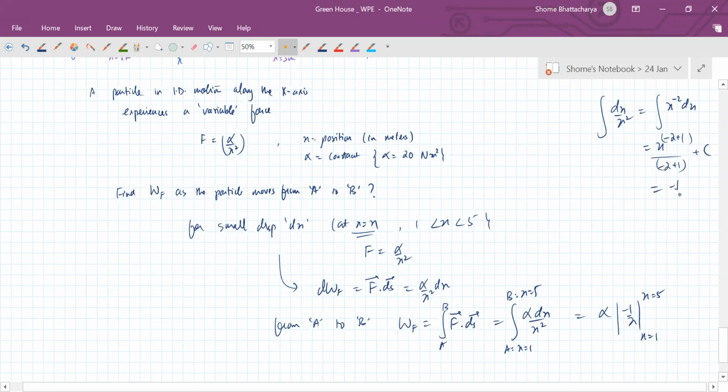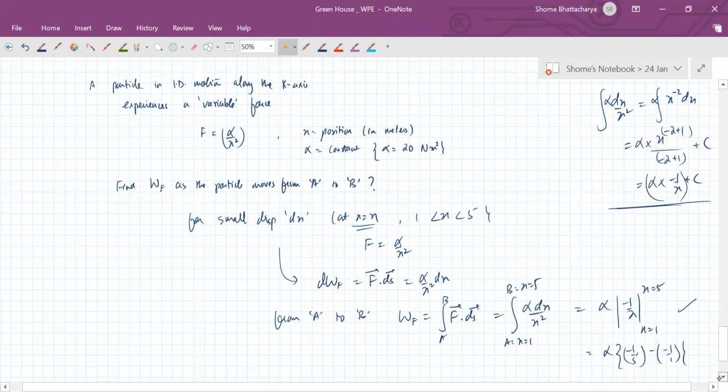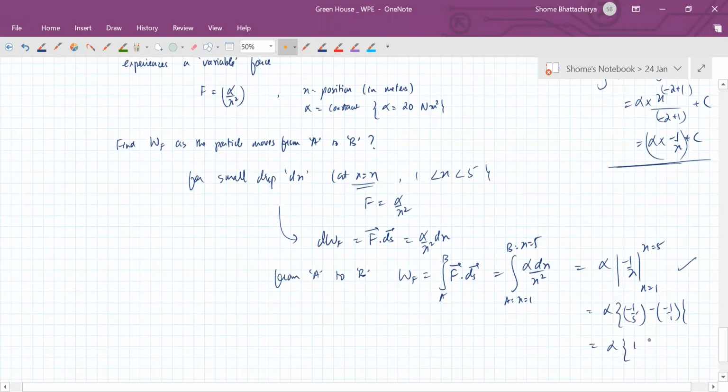The indefinite integration would be minus 1 by x plus c. So alpha comes outside over here. Alpha is a constant, so we don't need to worry about that. So it becomes minus 1 by x, and this becomes alpha into minus 1 by 5 minus of minus 1 by 1. So 1 minus 1 by 5, or 4/5 of alpha.